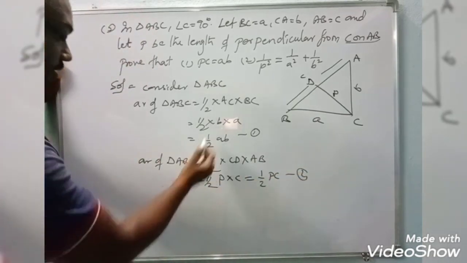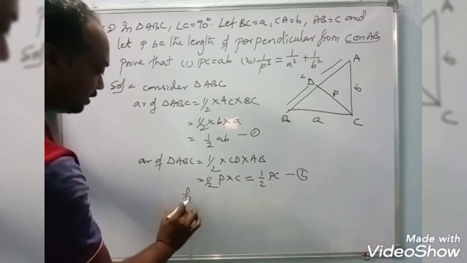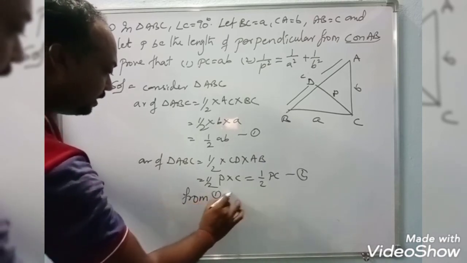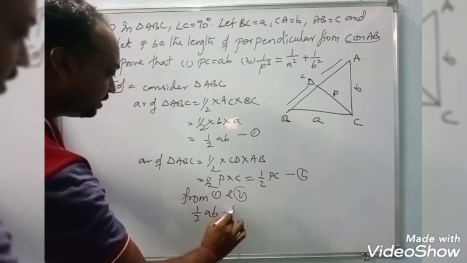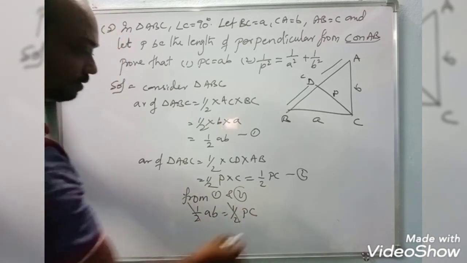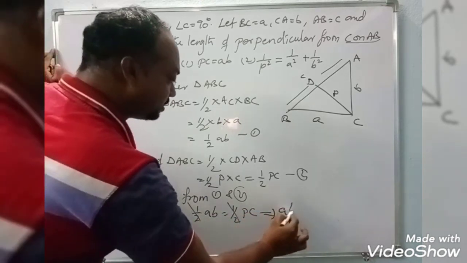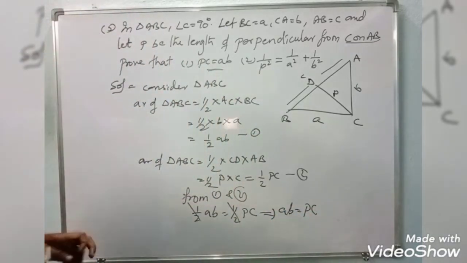Now from 1 and 2, we have 1 by 2 times ab is equal to 1 by 2 times pc. Now cancel this half, you will get here ab is equal to pc, which is your first equation, right? Now coming to your second. Now how to prove the second one?